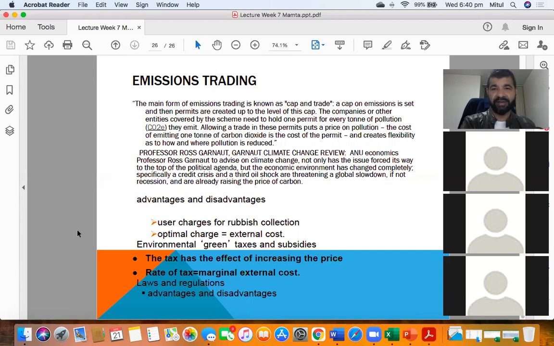Professor Ross Garnaut, the Garnaut Climate Change Review, an Australian National University economics professor, was asked to advise on climate change. Not only has the issue forced its way to the top of the political agenda, but the economic environment has changed completely. Specifically, a credit crisis and a third oil shock are threatening a global slowdown, if not recession, and are already raising the price of carbon. The main form of emission trading is known as cap and trade. So you put a capping system: not more than this. You cannot produce more than this.